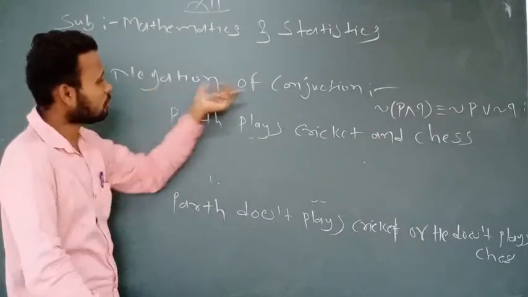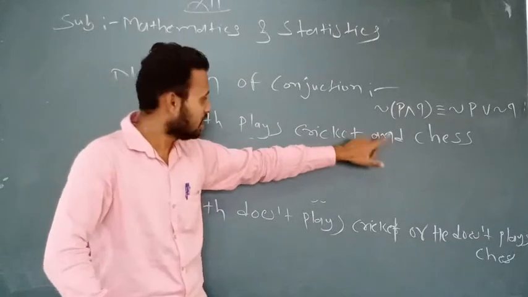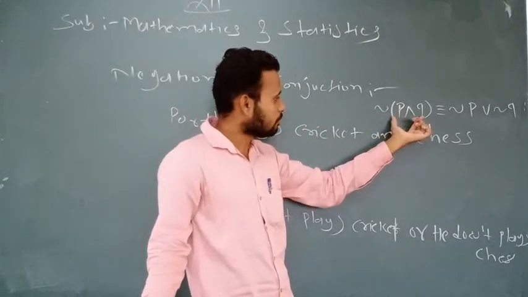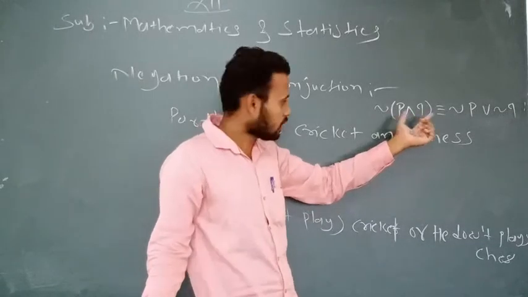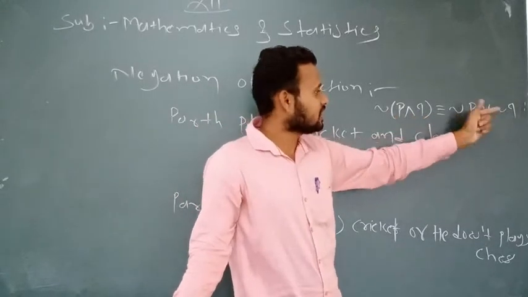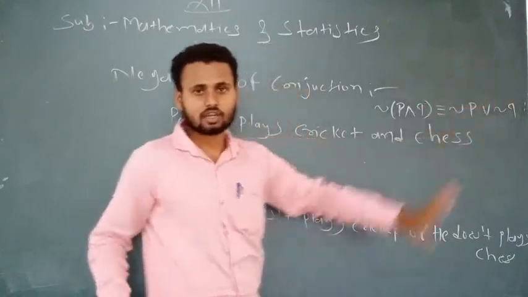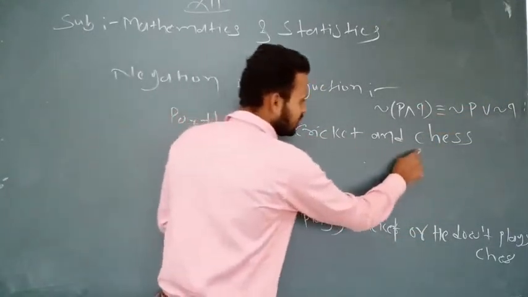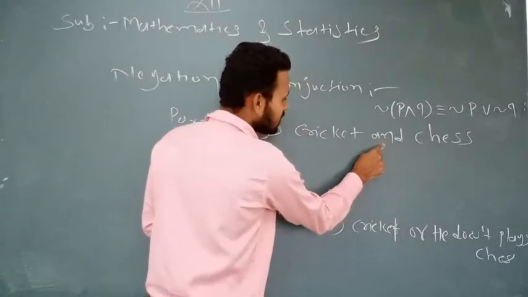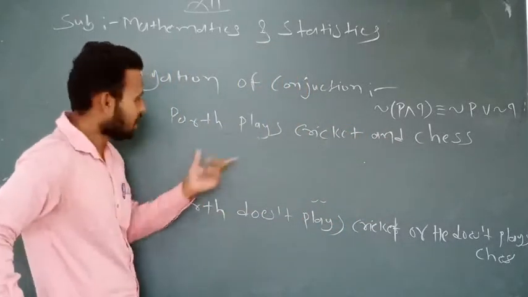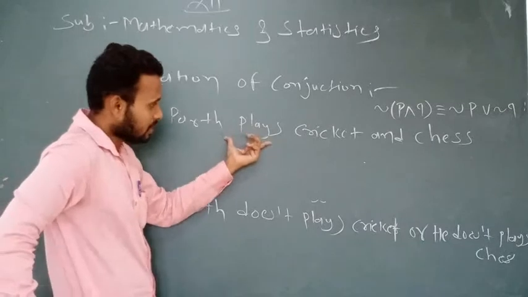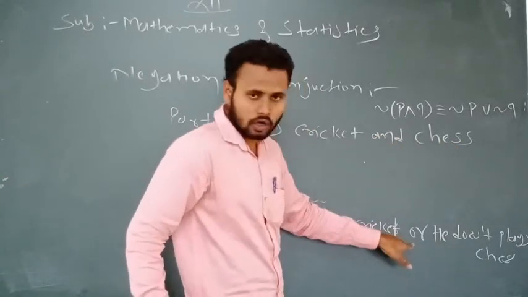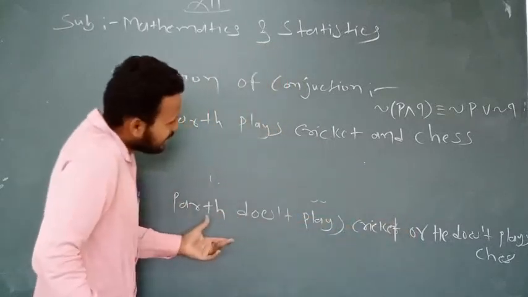That means the negation of a conjunction, and we know that the negation of a conjunction of two simple statements is the disjunction of their negations. It means there are two statements, P and Q, connected by conjunction. Therefore, for the negation of that statement, just take the negation of P, the negation of Q, and in place of and, write or, which is the required negation of that statement.